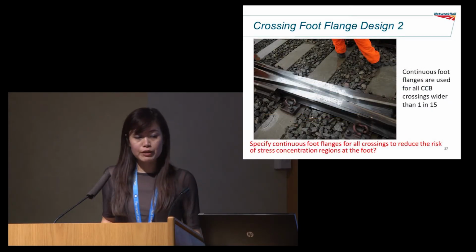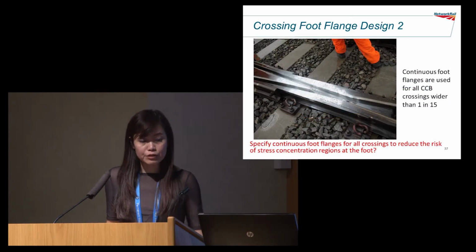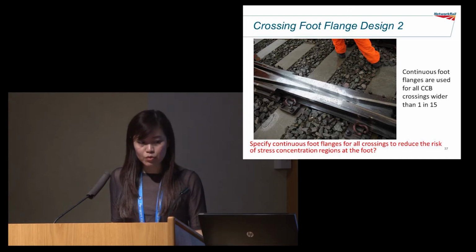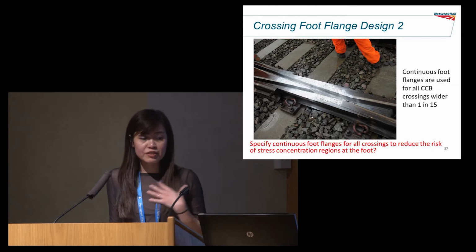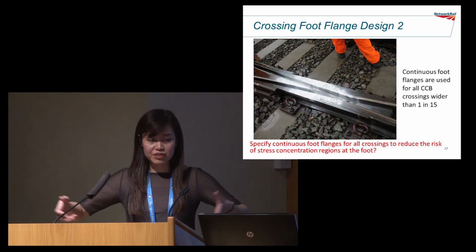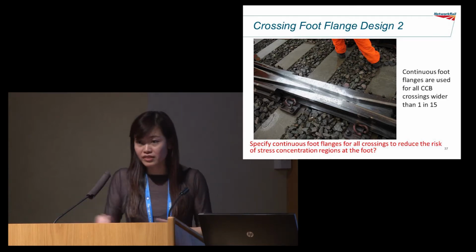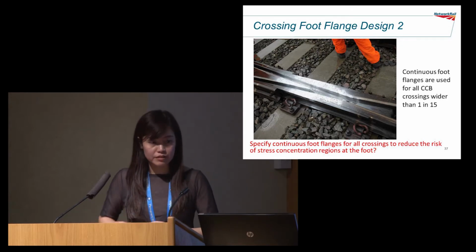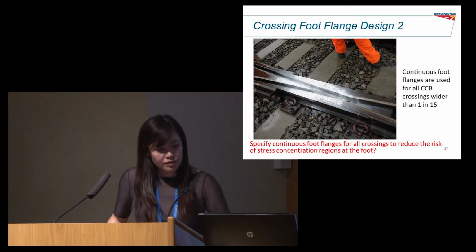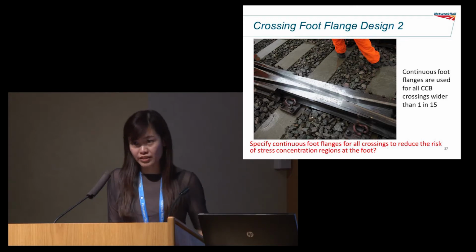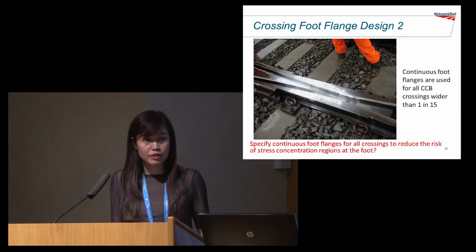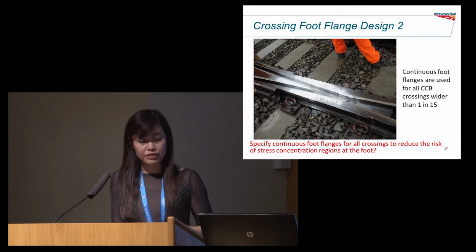We have a continuous foot flange design used for cast center block crossings wider than 1 in 15. I think this was because we used to use rail sections just bolted on, hence they have continuous foot flanges. So perhaps we should specify continuous foot flanges for all crossings, not just for a selected few. It will increase the stiffness at the foot region.